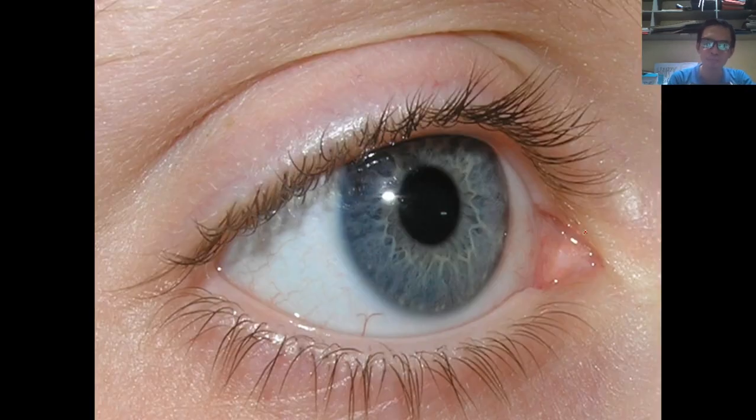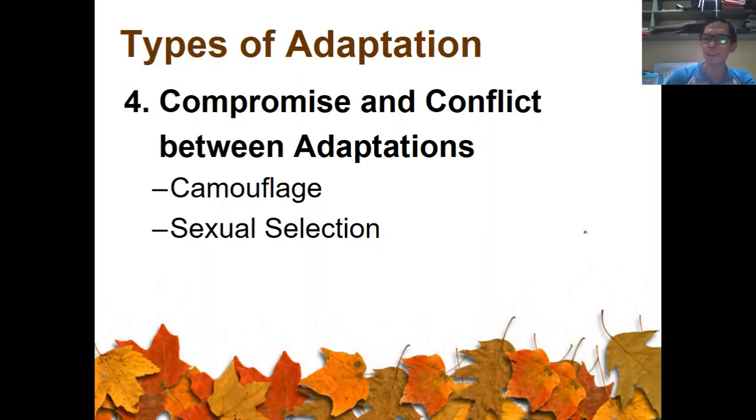Alright, so next one. The eye. The eye took a long time, millions of years, before it became like this that we have right here, which is a complex one. Alright, next one. The fourth type of adaptation is what they call the compromise and conflict. Let me clarify that one. Camouflage is part of the fourth type of adaptation. The mimicry is in the second one.